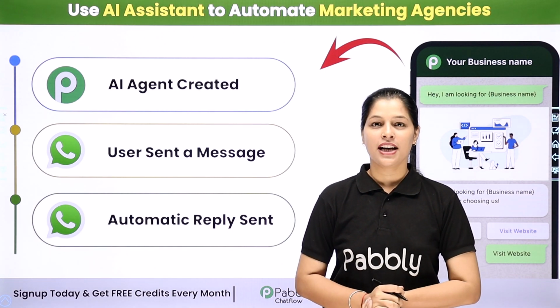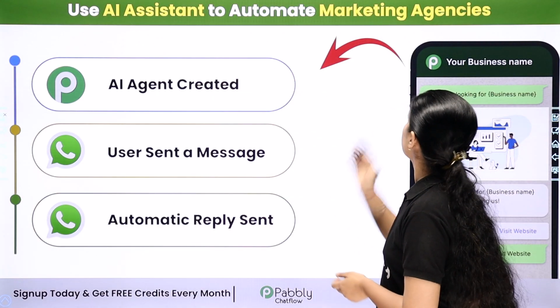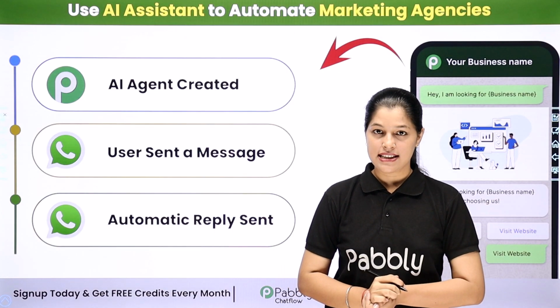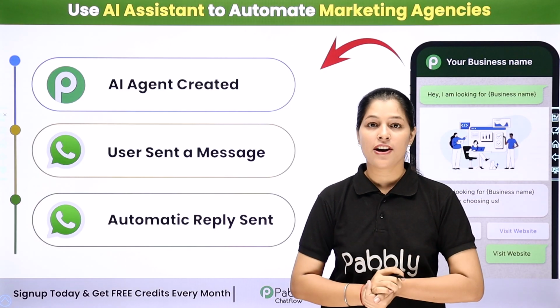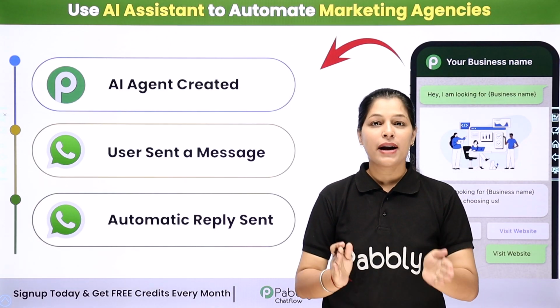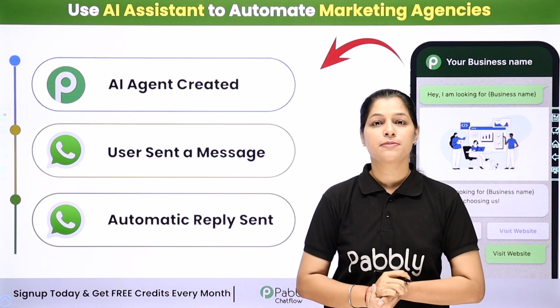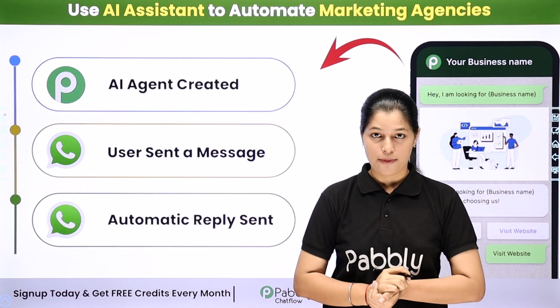So in this video we are going to learn how to use an AI assistant to automate marketing agencies. I run a marketing agency and want to use an AI assistant to answer customer queries regarding services, campaigns and pricing via WhatsApp instantly. My AI assistant is going to respond to my customer queries on the basis of the knowledge base I have provided to it, and that knowledge base contains details of my business.